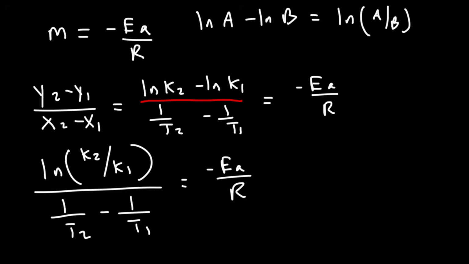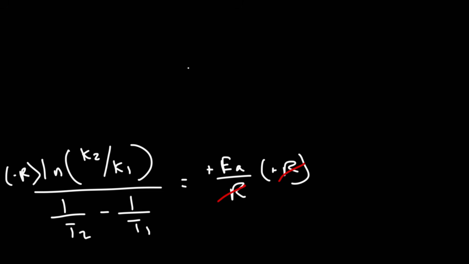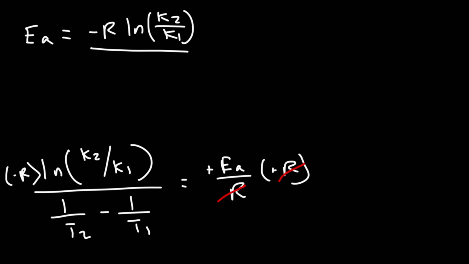Now, if we want to get the activation energy by itself, we can multiply both sides by negative R. If we do that, R will cancel on the right side as well as the negative sign, and we'll get an equation for activation energy. So the activation energy is going to be negative R times ln k2 over k1 divided by 1 over T2 minus 1 over T1. So you could use this equation to calculate activation energy.